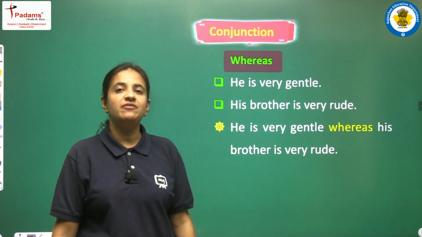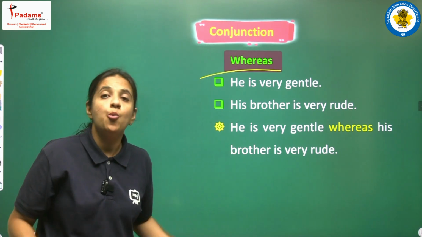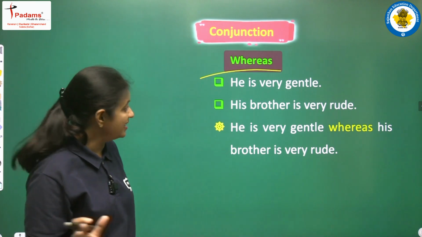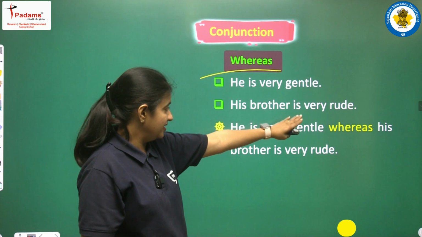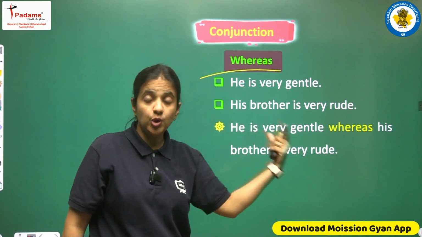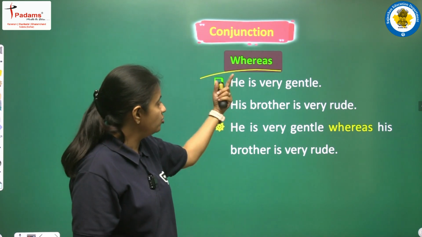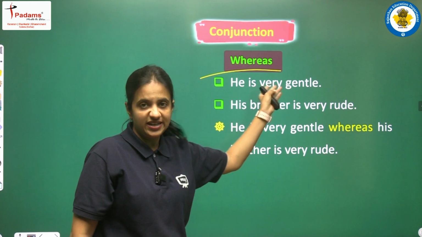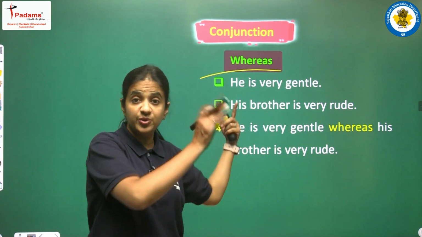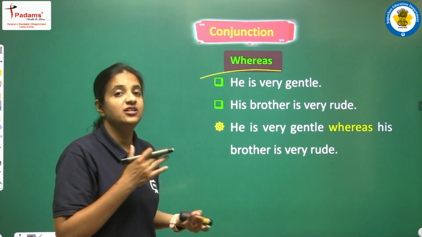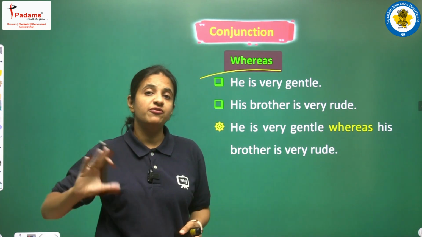Next, moving on, we have a new conjunction here, that is whereas. Let's see how we can use whereas as a conjunction in a sentence. Let's read the sentences: He is very gentle. His brother is very rude. Here we are talking about two persons, right? First we are talking about one person and saying that he is very gentle. We are trying to show his nature. Next, we are talking about his brother and saying that his brother is very rude. So we are trying to show the basic nature of two different persons.